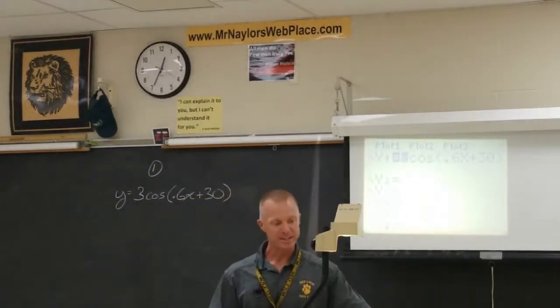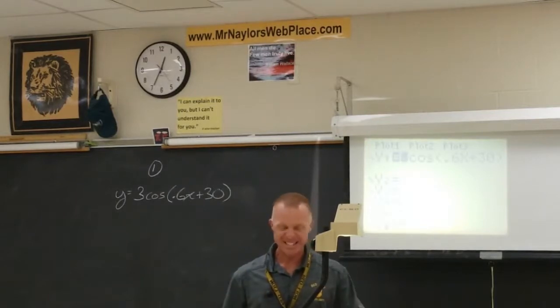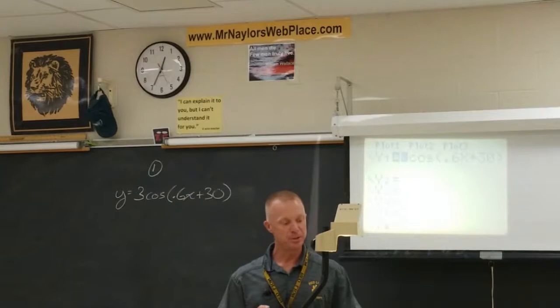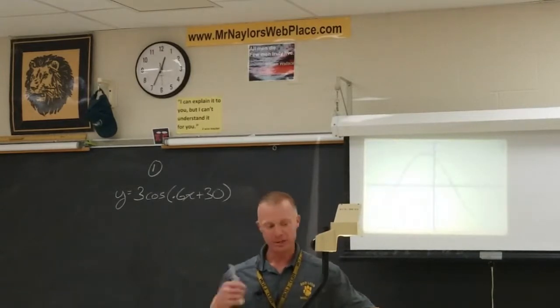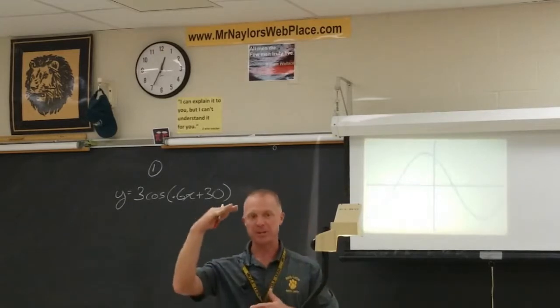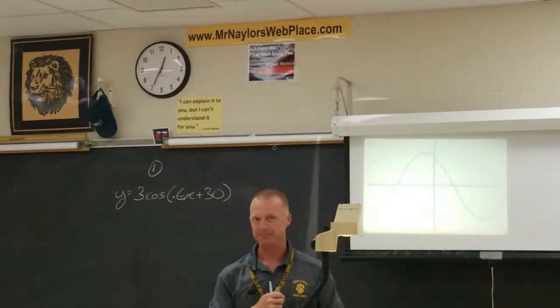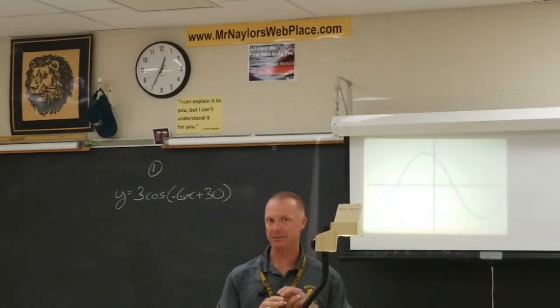All right, before we move on, I just wanted to follow up with that first equation, 3 cosine of 0.6x plus 30. And just continue to help you guys be able to see the amplitude, the period, and the shift by looking at the graph. So here's a cosine graph. It should be pretty easy to see the amplitude. The graph goes as high and low as plus or minus 3. How about the shift, though? Where is 50 degrees to the left?